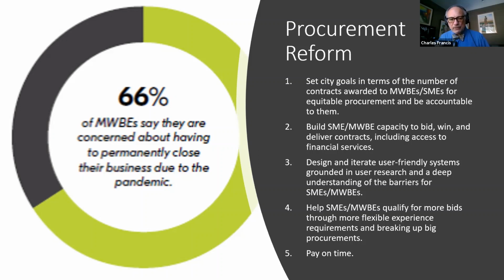So these are just 5 procurement reform goals: design and iterate user-friendly systems, help them qualify for bids through more flexible experience requirements, and breaking up big procurements, paying on time, all things to help with procurement reform in your community.